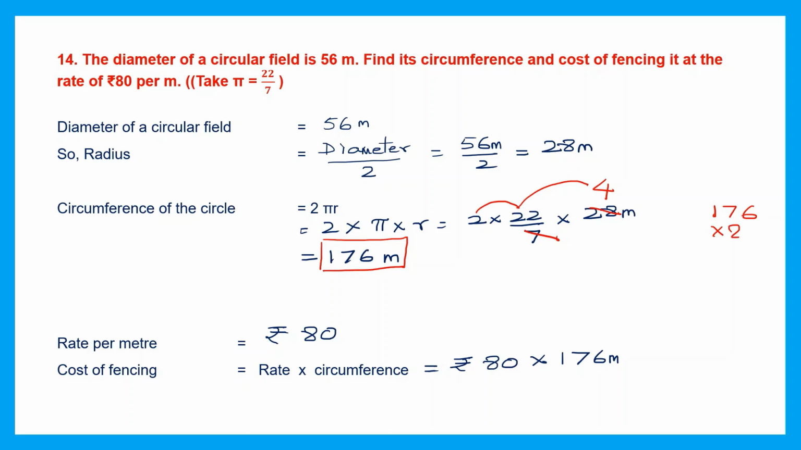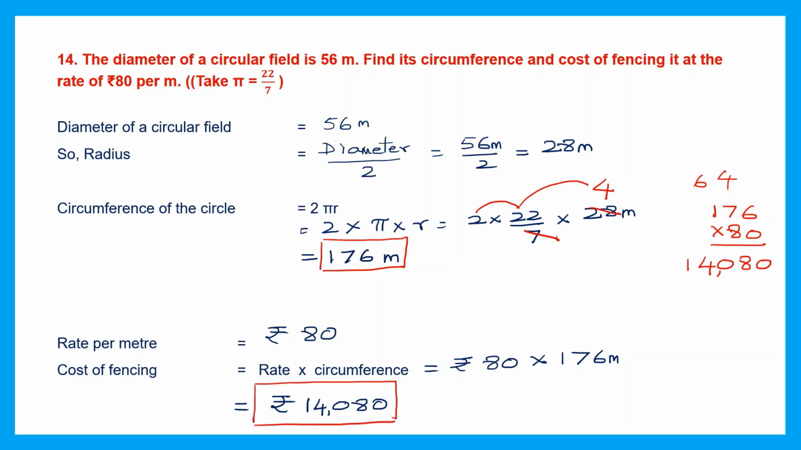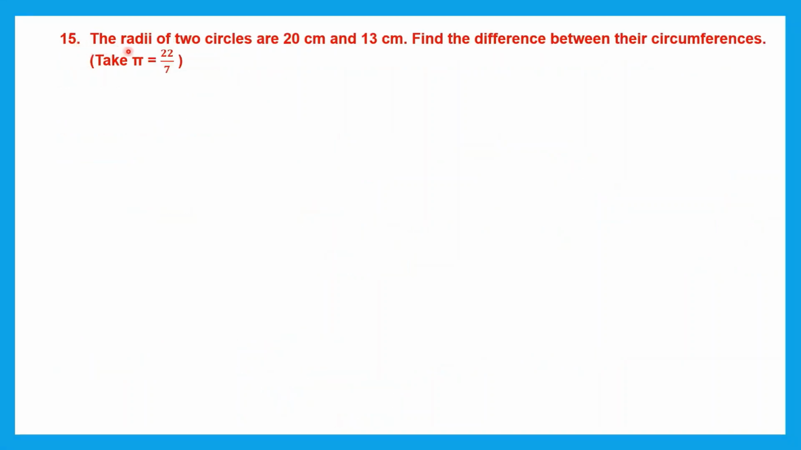176 into 80. So let's multiply only by 8 and then put the 0. 8 6s are 48, carry 4. 8 7s are 56, plus 4, 60, carry 6. 8 1s are 8, plus 6 is 14, and then we add the 0. So we've got 14,080. So the cost of fencing is 14,080 rupees. So we found the second answer also to this question, the cost of fencing, which is 14,080 rupees.